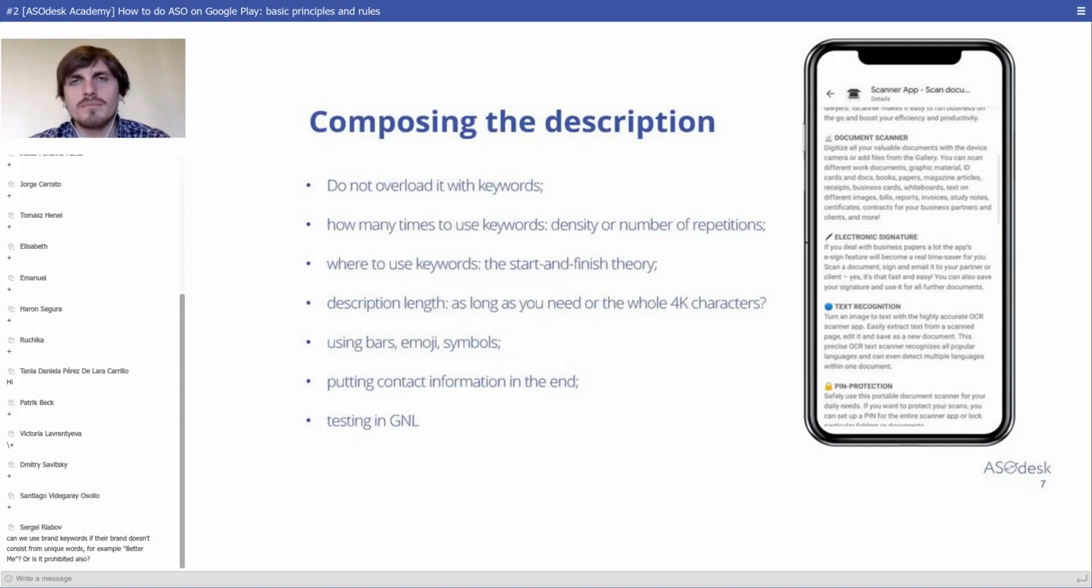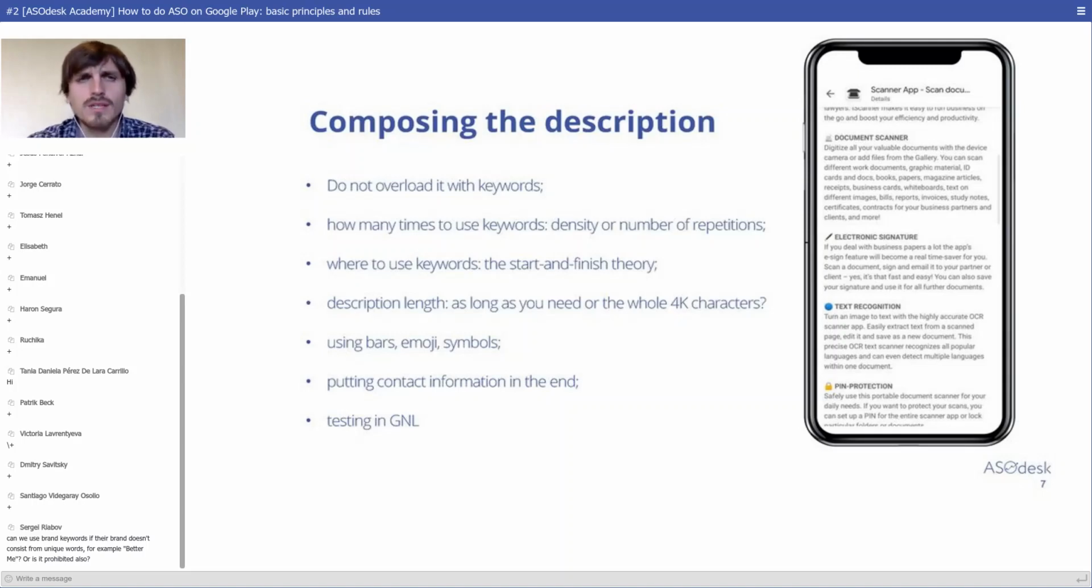Many ASO practitioners, especially beginners, are asking how many times should we use keywords? What is important, density or number of repetitions? I would say that you might use both approaches, density or number of repetitions. In my experience, I'm using number of repetitions. So mainly I'm striving to use a needed keyword 3-5 times in my full description.